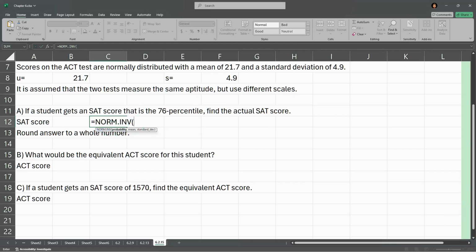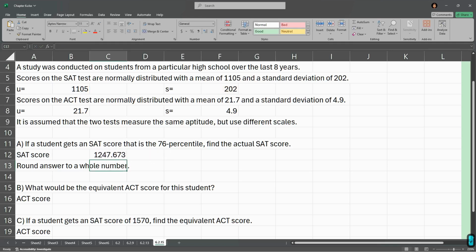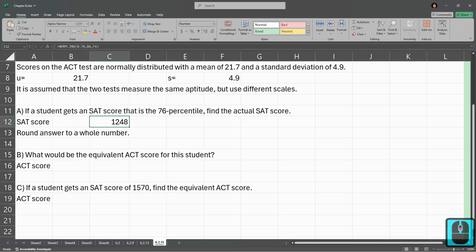And probability, this is the 0.76. The mean, this is the SAT. Make sure you take the mean from the SAT and the standard deviation for the SAT. There we go. We do want to round the answer to a whole number. Of course you can round this yourself. I'm going to try to do it without switching to number format. It already switched automatically to number format. As soon as I push that decimal out of there, notice it's 1247, and now it rounds it to 1248. So that's the answer rounded to a whole number.